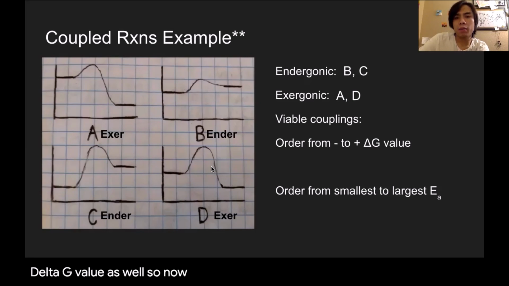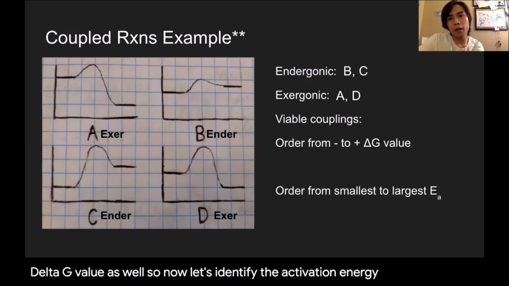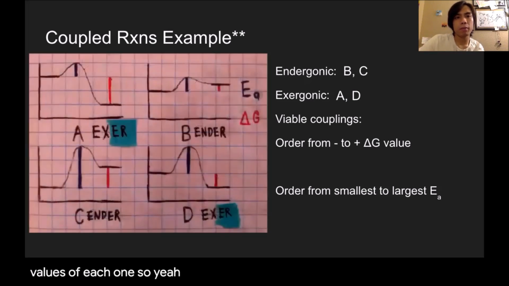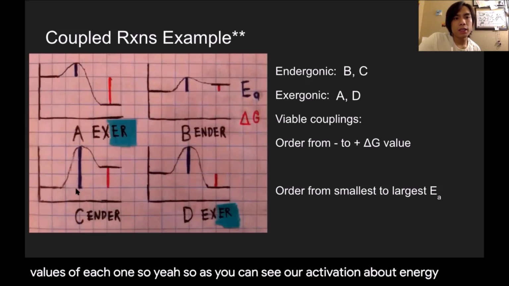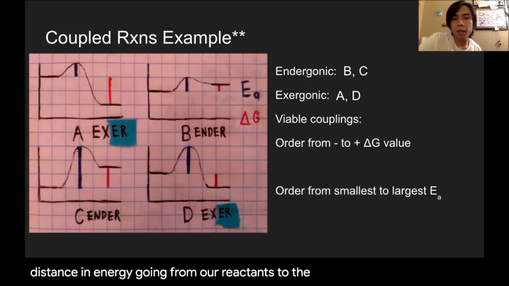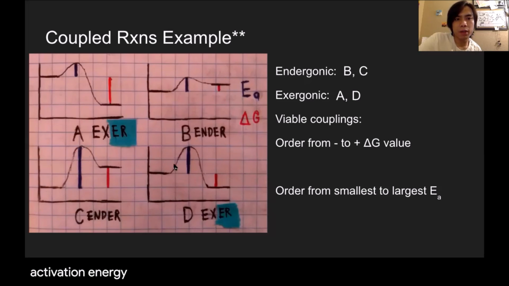So now let's identify the activation energy and delta G values of each one. As you can see, our activation energy is the distance in energy going from our reactants to the next peak. So this is our activation energy for this one. Activation energy for this one, activation energy for this one, activation energy for this one.